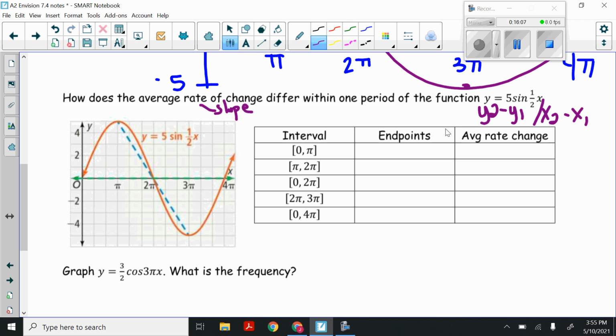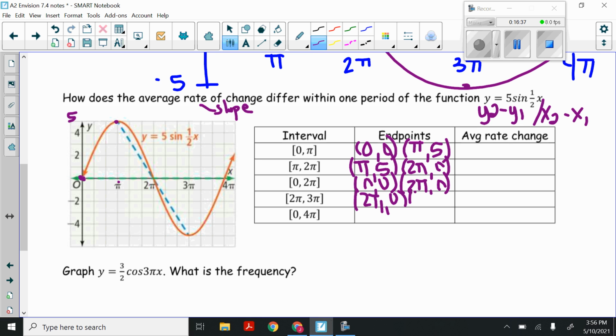I need my endpoints. So at 0, what is my graph doing? What's the point? 0, 0. At pi, what are my endpoints? This is up at 5. So my endpoints are pi comma 5. So we'll go through and just find all of our endpoints first. So at pi, I know I'm at pi comma 5. At 2 pi, we see we're at 2 pi comma 0. 0, 0 again. 2 pi 0. 3 pi. So at 3 pi, we're down here at -5. 0, 0. 4 pi, what's the y value?